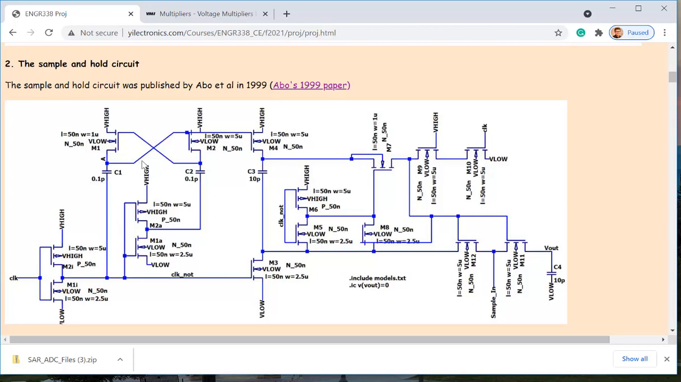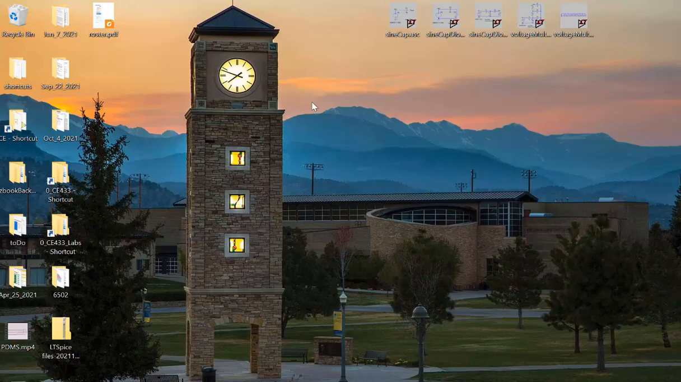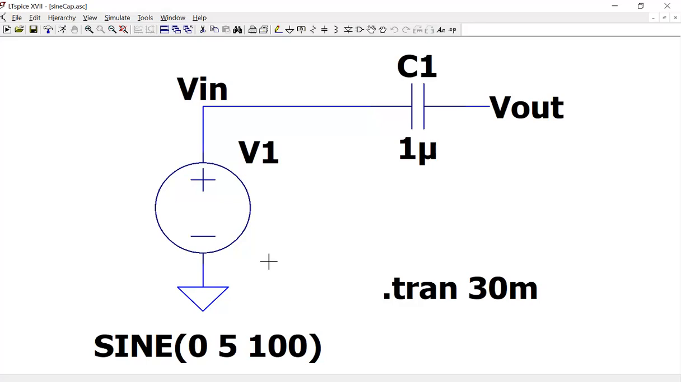So first, the sample and hold. You have to understand it first. Before we move to here, we have to run some of the simulations first. Okay, let's look at this one. It's a sine wave with a cap. So what is VL? What does VL look like?